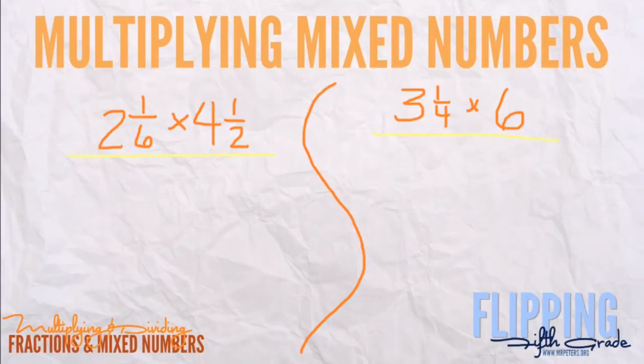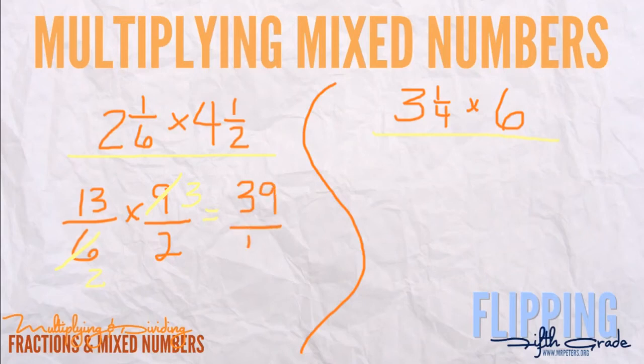Looking at these two problems, we have 2 1/6 times 4.5 and 3 1/4 times 6. Let's do these. Okay, 2 times 6 is 12 plus 1 is 13/6 times 4 times 2 is 8 plus 1 is 9 halves. You may see right away that the 6 and the 9 can cross cancel. And 9 divided by 3 is 3. I'm sorry, 6 divided by 3 is 2. So now we're doing 13 times 3, which is 39, and 2 times 2 is 4.